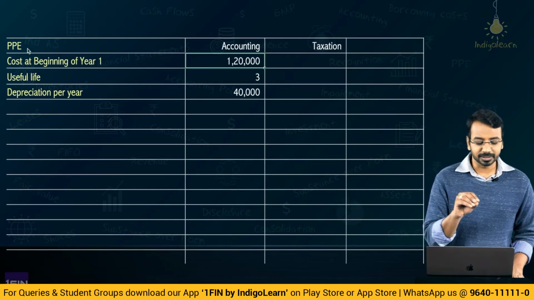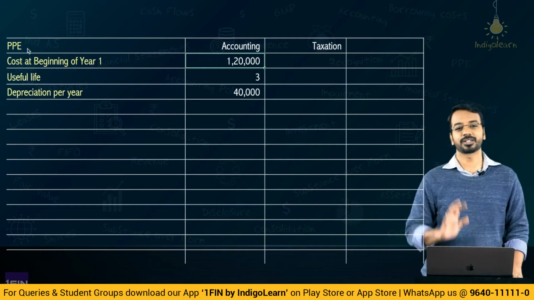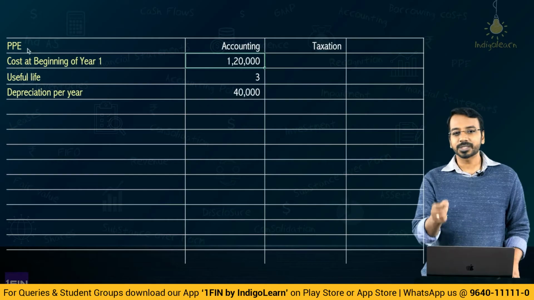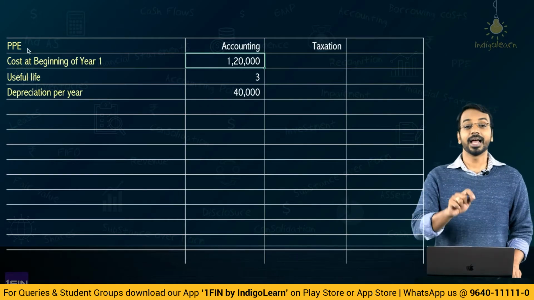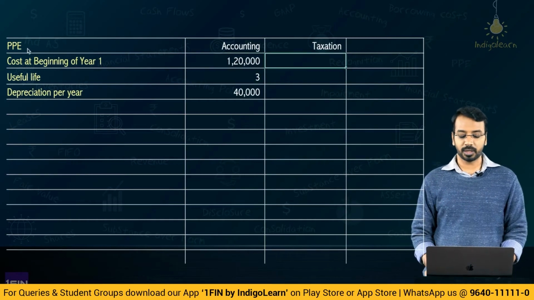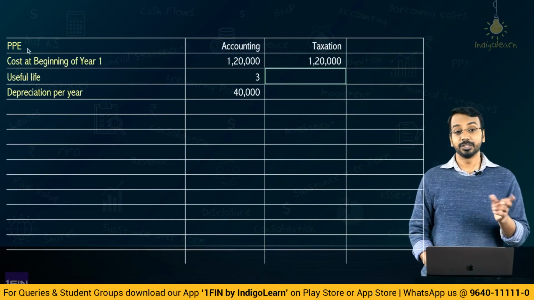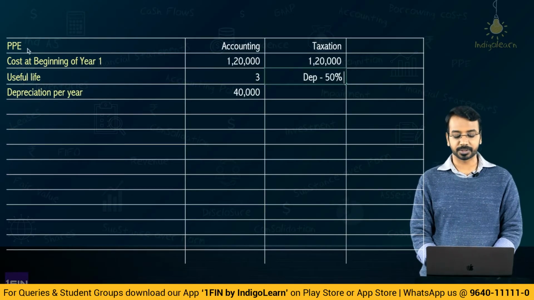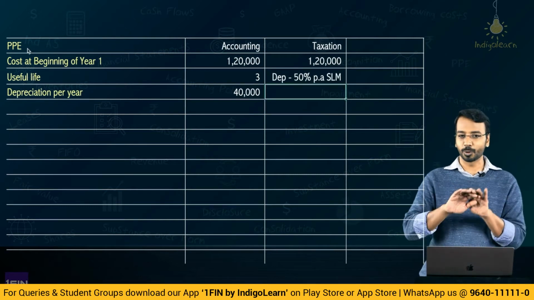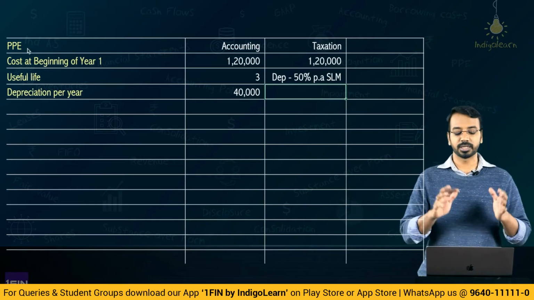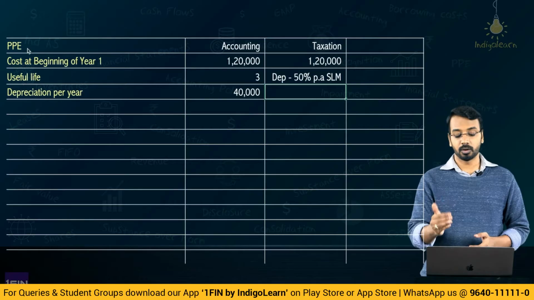Assume for a moment this property, plant and equipment has a special deduction under income tax, under depreciation, and as per that, 50% of the cost can be claimed in the first year and the remaining 50% of the cost can be claimed in the second year. So cost is 1,20,000, but useful life is 2 years, or you can say the depreciation rate is 50% per annum on SLM basis. Forget for a moment, or ignore, the income tax rule that it has to be on WDV block basis and all of that. Assume for a moment it is depreciation 50% on SLM basis.